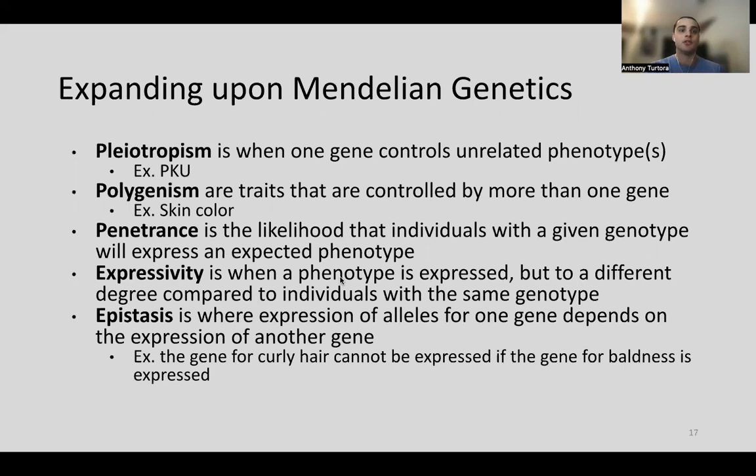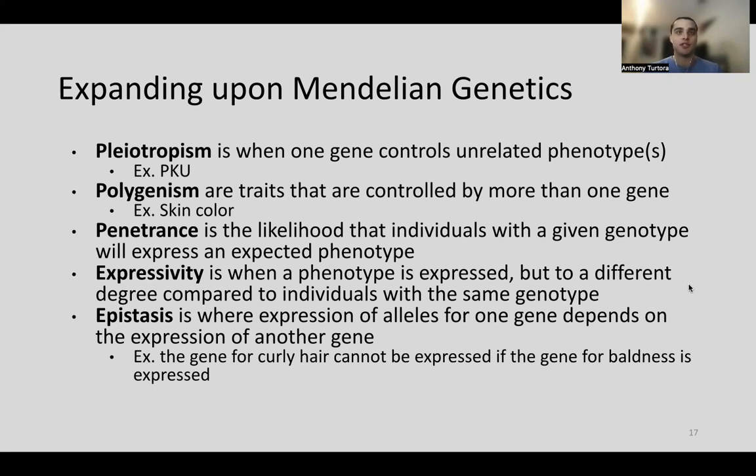All right, so just a few more definitions here about genetics that we've been talking about. So one is pleiotropism. So this is when one gene controls unrelated phenotypes, or multiple phenotypes.